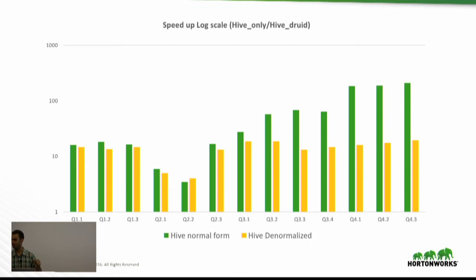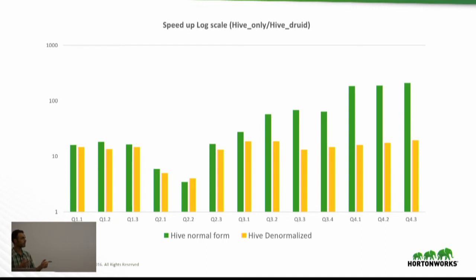This benchmark is involving Druid because I'm plotting the speed up, right? So this is the execution time taken by Hive, divided by the execution time taken by Druid. And the first one, the green one, is Hive in normal form, where you have to do the join and all the work. And the other one is when you don't have to do any of the joins.